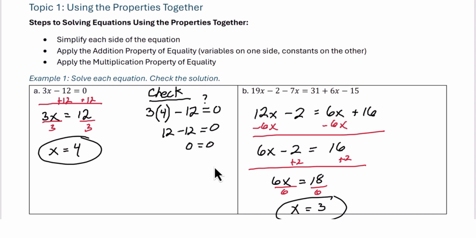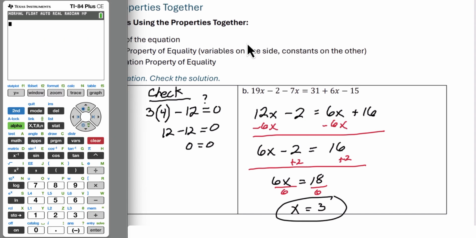Since I'm running out of space, I'm going to use the calculator to check my answer. Let's look at one way to do it in the calculator. We're going to copy the left side, and every time we see an x, we're going to replace the x with what we think it is. 19 times, replace x with 3, minus 2 minus 7 times, replace x with 3.